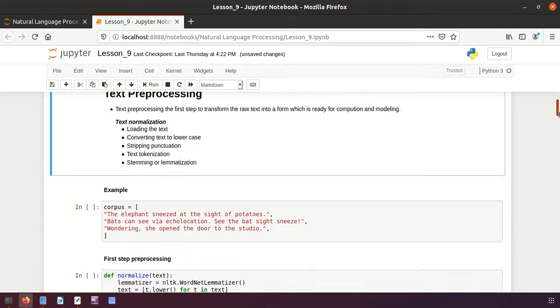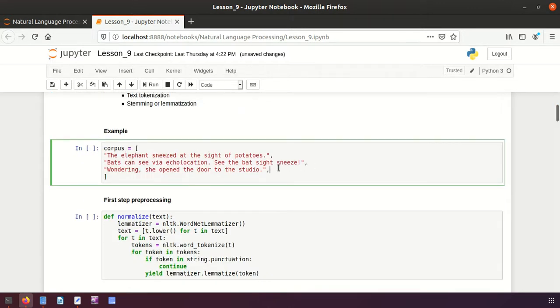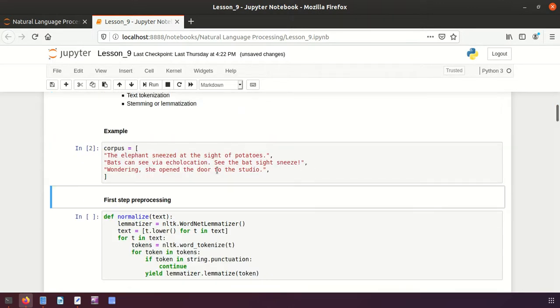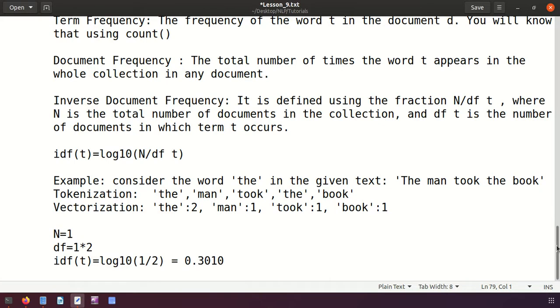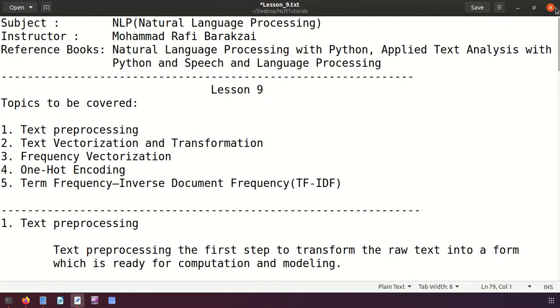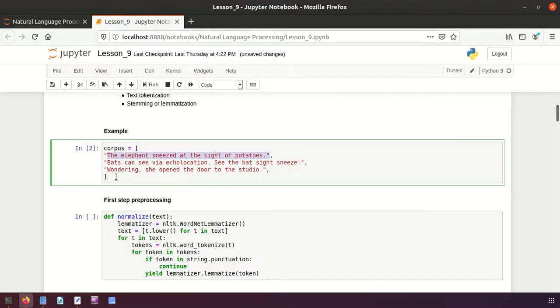Let me show you here. Consider this one as our corpus. There are 3 sentences, and this one is taken from the second book, Applied Text Analysis with Python. So the example is taken from there. These are the 3 sentences.